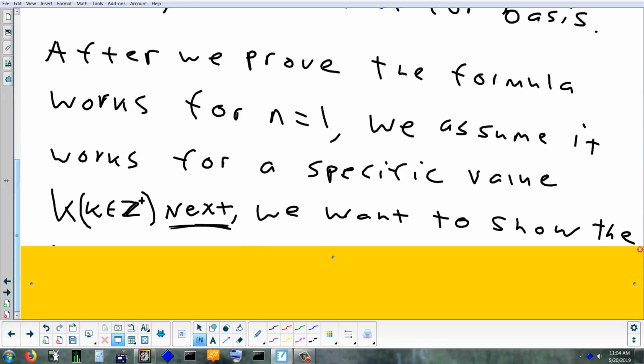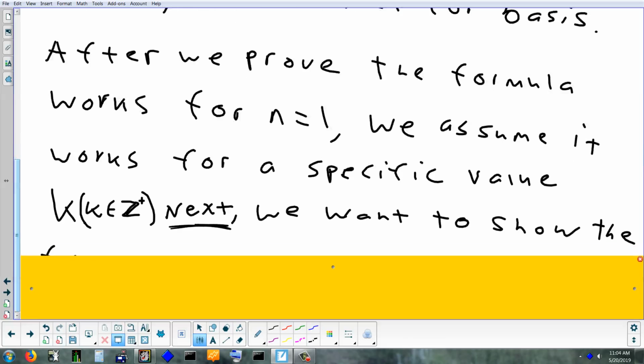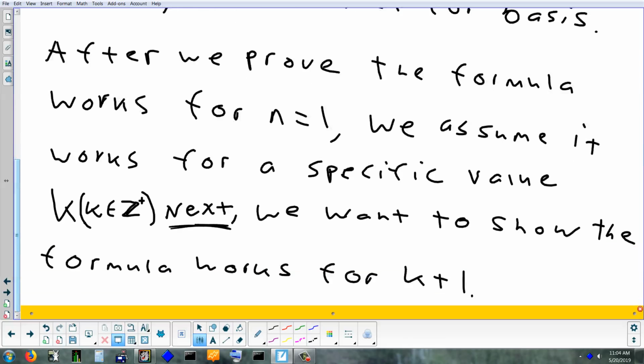Okay. Now, this is the inductive step. You want to show that it's going to work for the one after the one you picked. And I don't mean show that it works for the one after by saying, okay, I plugged in 1 and it worked. Now I'll plug in 2 and it works. No, you haven't really shown that it works for the one after. You have to use this kind of general idea, k plus 1. Okay, that's the one after.